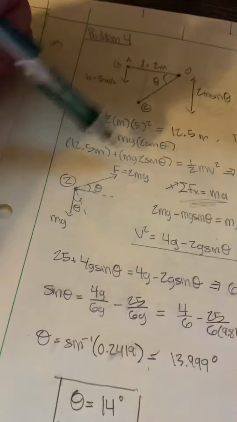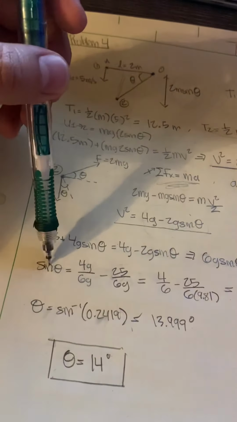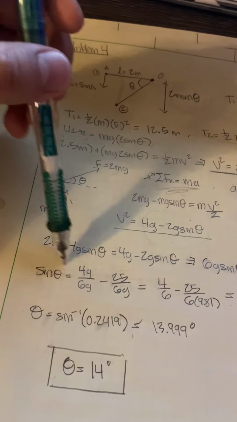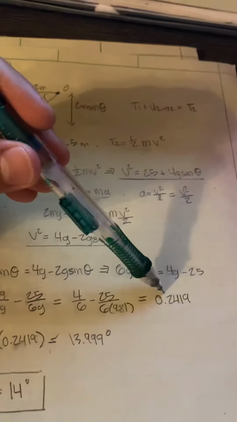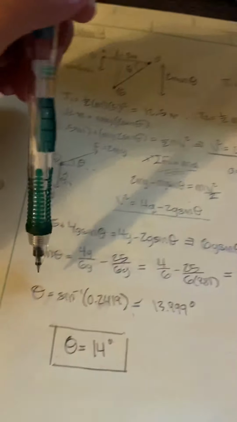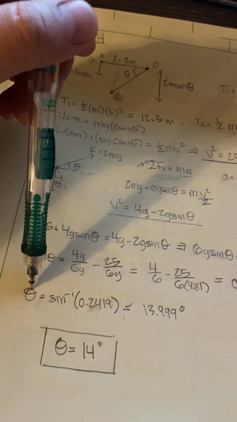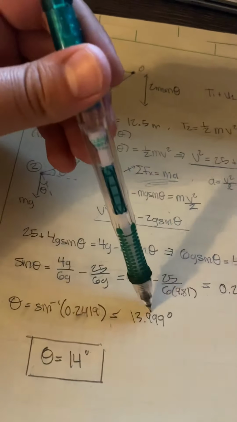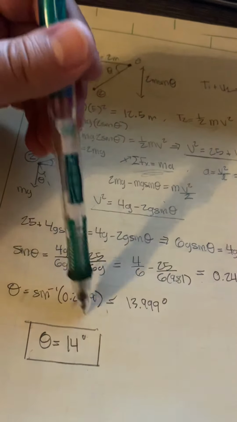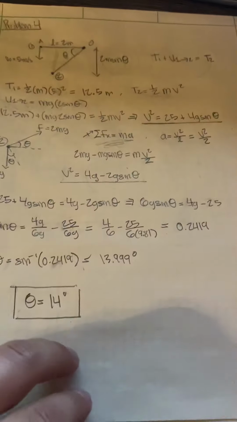Try to solve for sine of the angle, which we get 0.2419. And then we just solve for the angle by taking the inverse sine, which is 13.999, or you could just round up to 14 degrees.